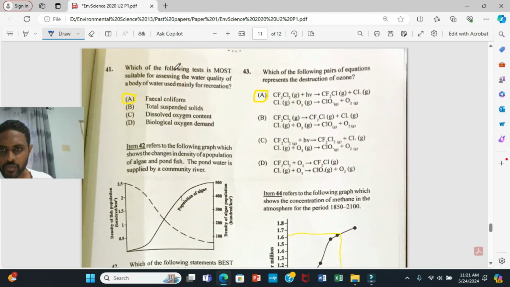41. Which of the following tests is most suitable for assessing the water quality of a body of water used mainly for recreation? Alright, guys, the answer is A, fecal coliform. That was what I had for number 1.